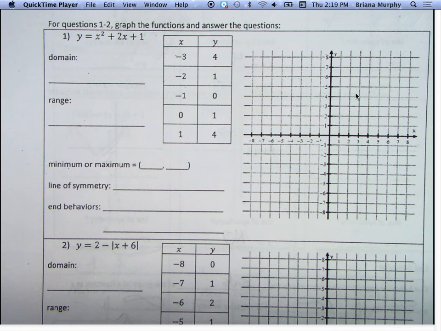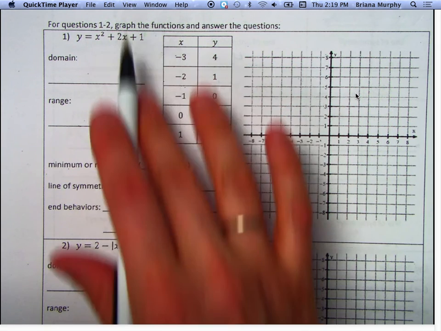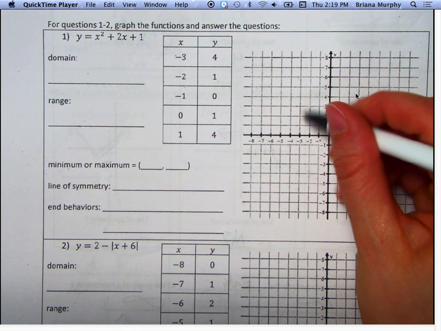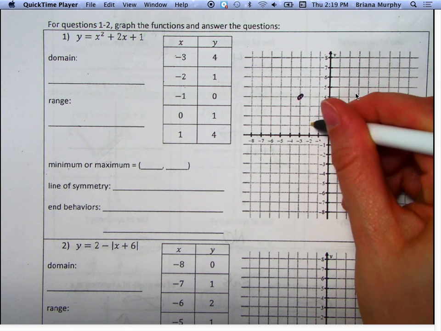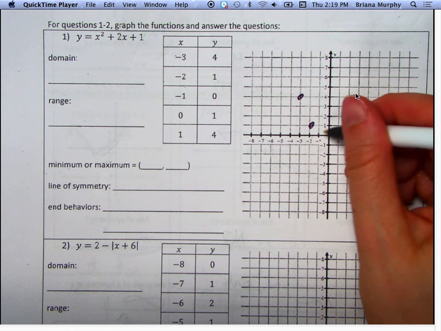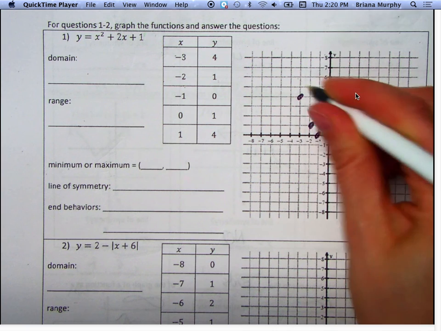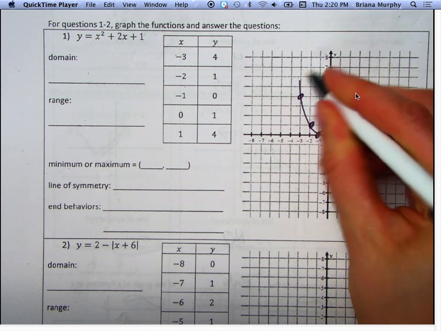So we've got the exact same problem. At -3 I've got 4. At -2 I've got 1. At -1 I have 0. At 0 I have 1. At 1 I have 4. Just graphed it real quick.